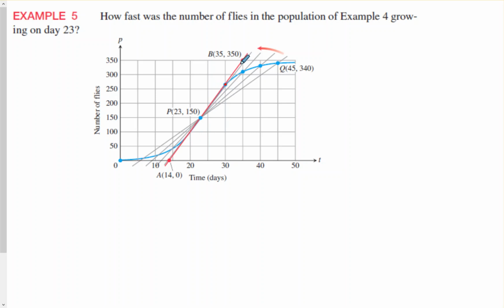Now we picked a point up here to help us with that. 35, 350 and the 23, 150. And you can do this yourself as well. If you pick the point that's on the graph and use another point, it could be off the graph, that's fine, but as long as you match that slope, then you can calculate the average rate at that point.